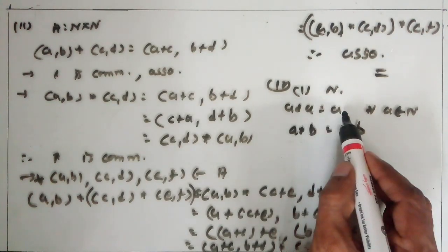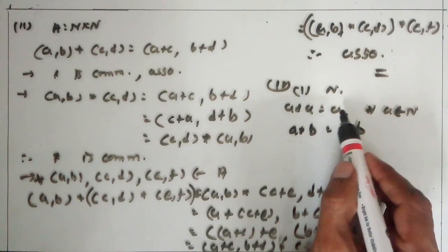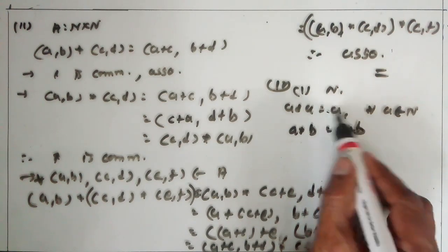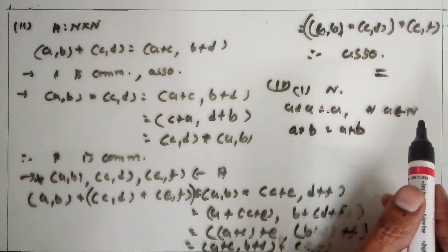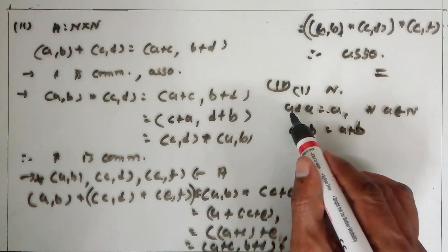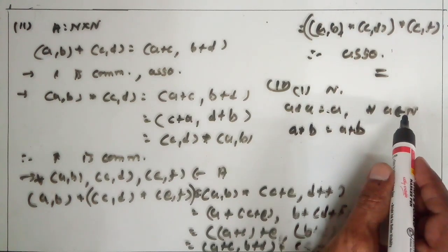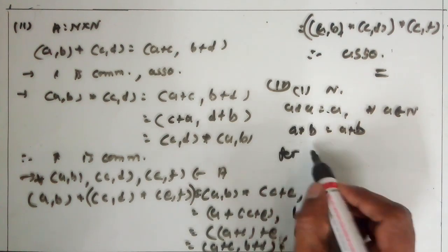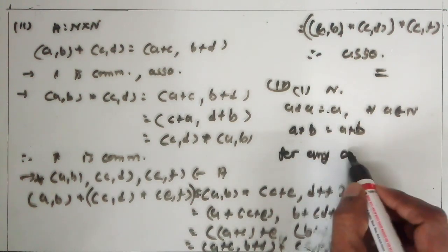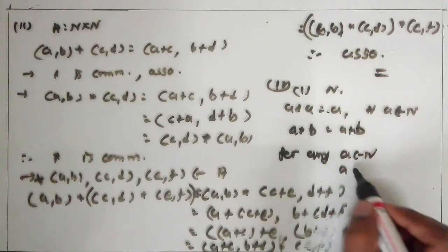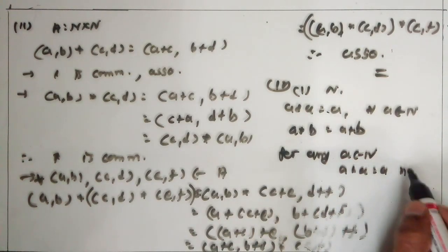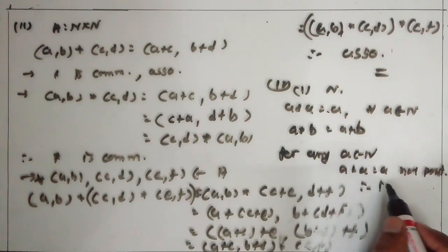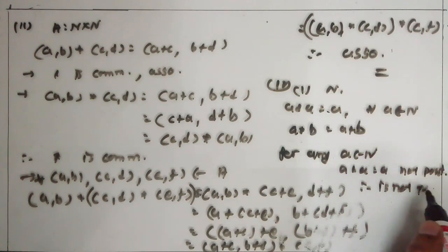A star A is equal to A is not possible, because if we take A is equal to 1, then 1 star 1 is equal to 1 plus 1 is equal to 2, not equal to 1. Similarly for any other numbers. So A star A is equal to A for all A belongs to N is not true. Therefore, it is not true.